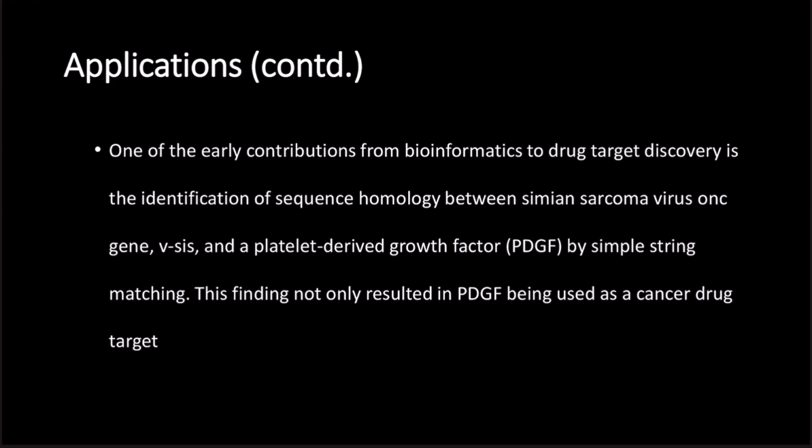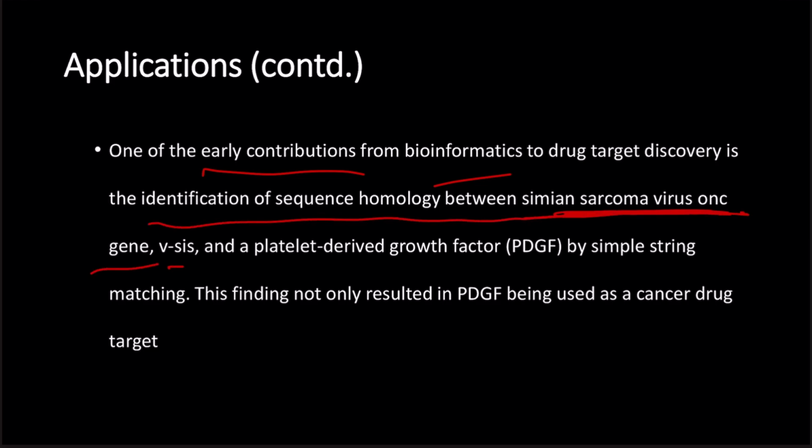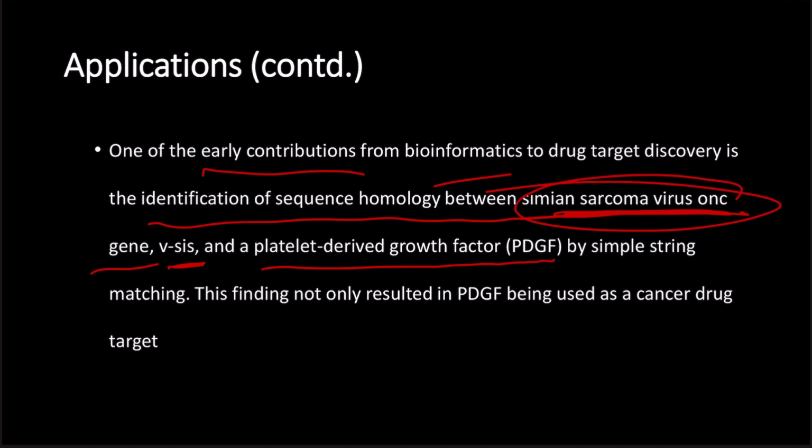Continuing with drug discovery, one of the earliest contributions of bioinformatics in drug target discovery was the identification of the sequence homology between the simian sarcoma virus oncogene V-sis and the platelet derived growth factor. We know the structure of the platelet derived growth factor, and as a result it helped us in discovering drugs which can act against this particular virus also. So this is also an example where bioinformatics plays a major role in the development of new drugs.